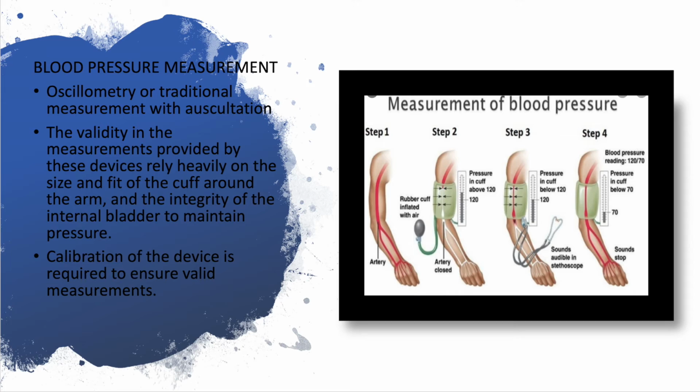Two methods of measuring blood pressure non-invasively are using oscillometric automatic devices or using the traditional measurement with auscultation. The validity in the measurement provided by these devices rely heavily on the size and fit of the cuff around the arm and the integrity of the internal bladder to maintain cuff pressure. Calibration of the device is required to ensure a valid measurement.